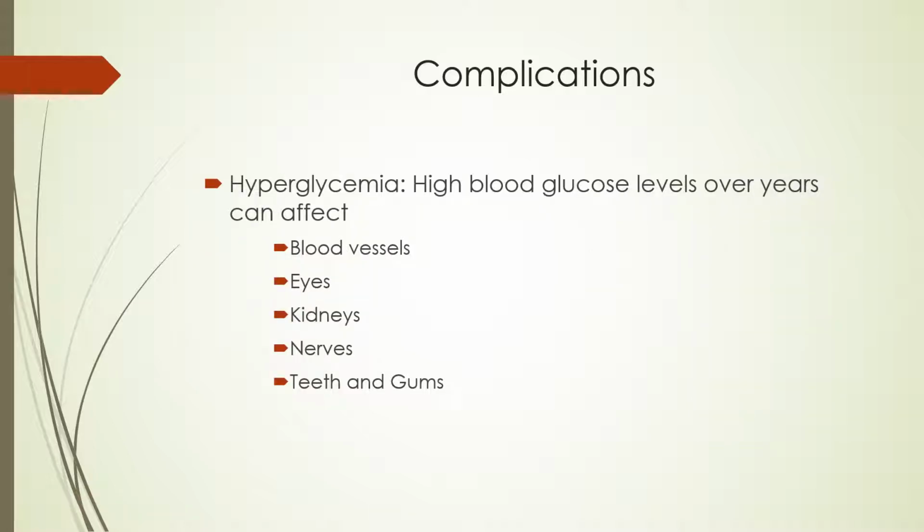Other complications. So a high blood sugar, another word is hyperglycemia. So this is high blood glucose levels, and over years it can also affect your blood vessels, your eyes, your kidneys, the nerves, and your teeth and your gums. So it's important too that diabetics go see their dentist regularly. All that extra sugar in their mouth can lead to a lot of breakdown and decay.